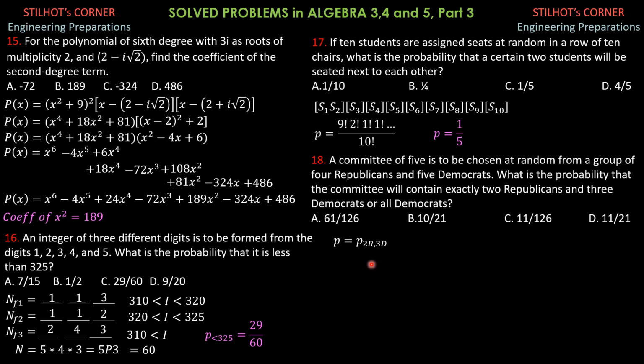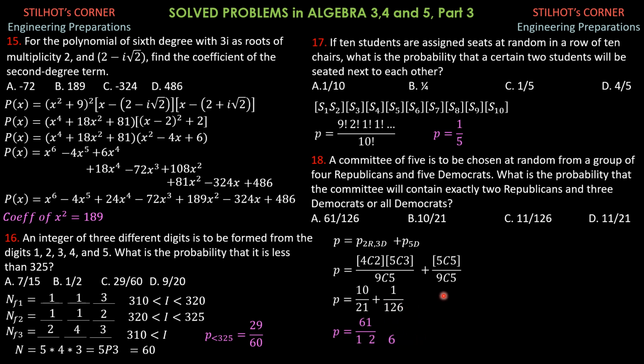So probability is probability that the committee contains exactly 2 Republicans and 3 Democrats, plus probability that all 5 would be Democrats. So in this case, it is 4 combination 2 times 5 combination 3 over 9 combination 5, plus 5 combination 5 over 9 combination 5. So this is 10 over 21 plus 1 over 126, adding, so it is equal to 61 over 126.